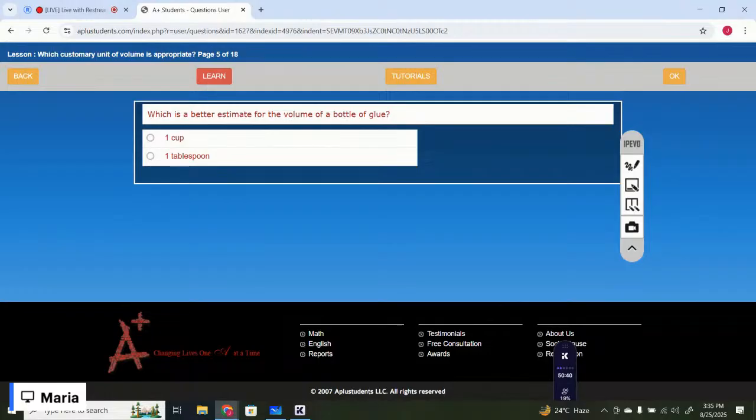Which is a better estimate for the volume of a bottle of glue? It would be 1 cup. Option number one is the correct option.